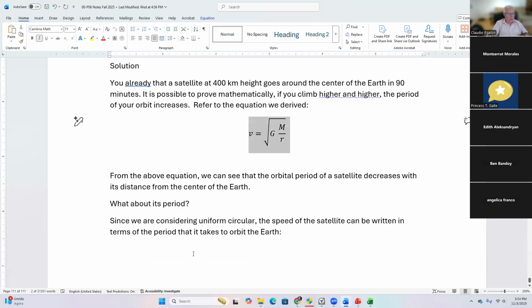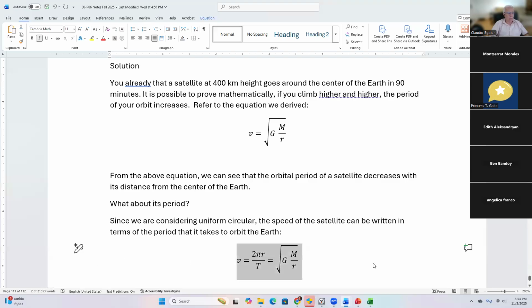Here you go. This velocity can also be written in terms of the orbital circumference, which is 2 pi r, divided by the period. That's how you do it. Okay? And now we have a relation between the period and the distance from the Earth. Because it's a uniform circular motion, this speed that you see here is nothing but the orbital circumference divided by its period.